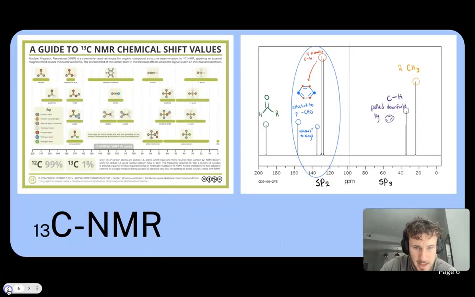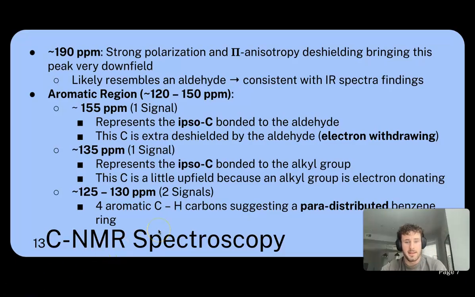Then lastly, going back, we'll talk about these 4 aromatic carbons, or the aromatic C to H carbon bonds. These suggest that this is a para-disubstituted benzene ring, meaning that the aldehyde group and the alkyl group are on completely opposite sides of the ring, not in an ortho or meta relative positioning to each other.